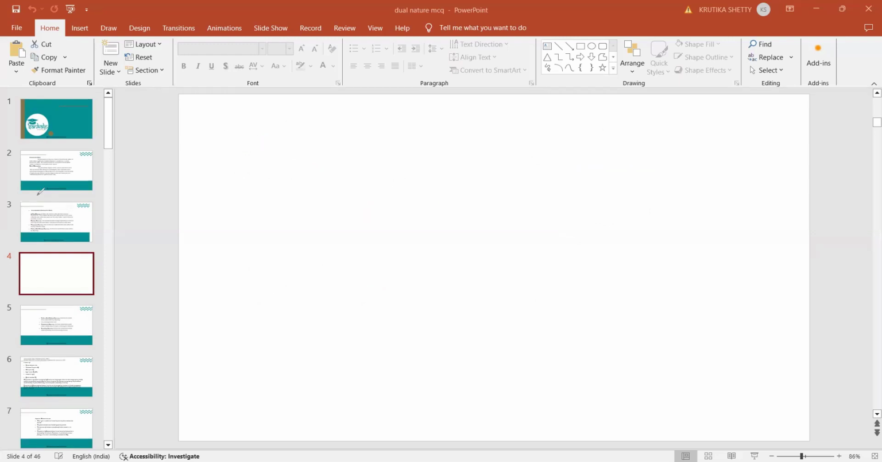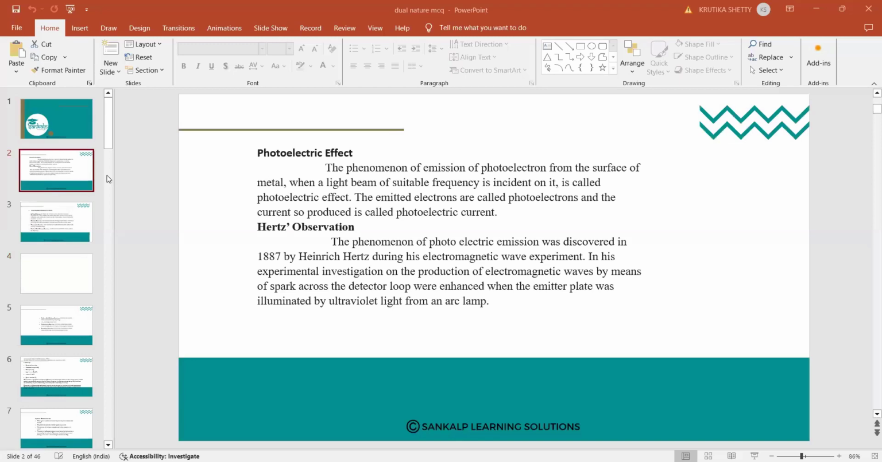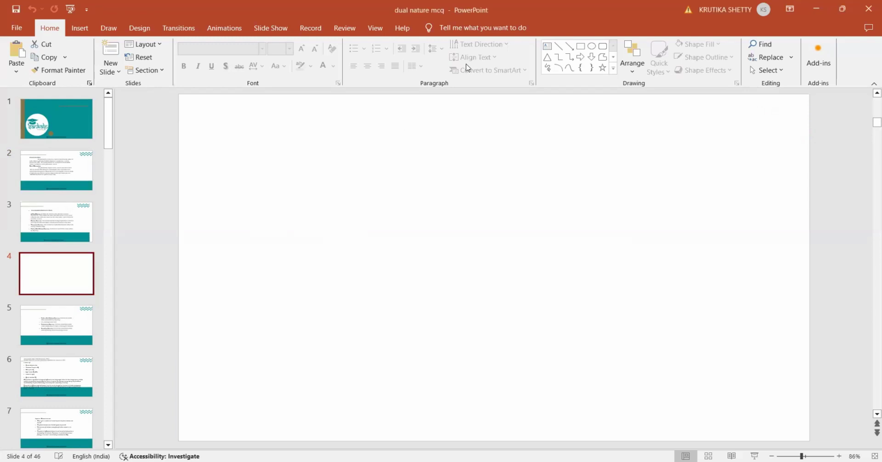The lesson is clear, or you want me to revise any point? Understood or no? Understood, ma'am. So mainly what you need to remember in this lesson, that is what do you mean by electron emission. Electron emission means the electrons are emitted from the metal surface.